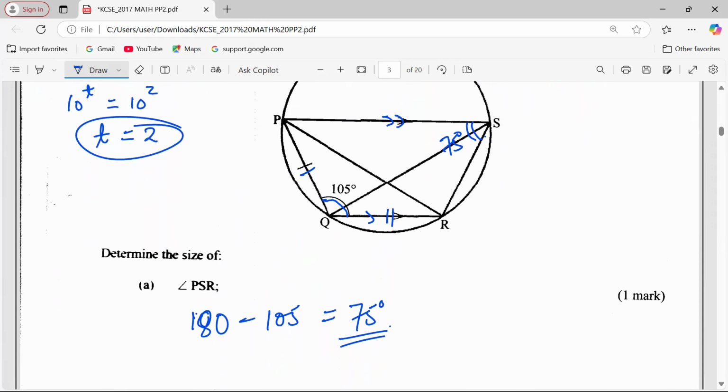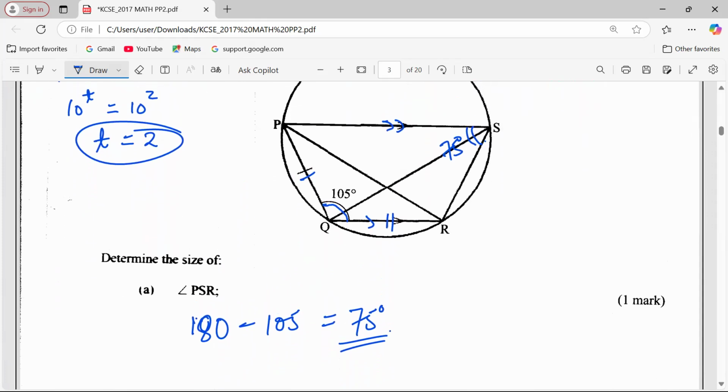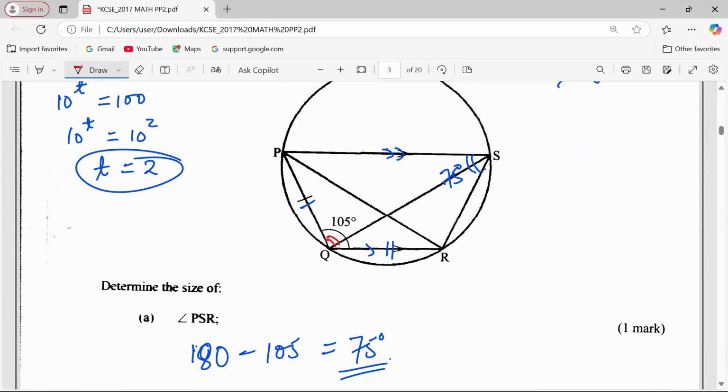PQS, the angle at this point, PQS is going to be the angle at this point. Therefore, according to the rule that governs angles subtended by the same chord, we know that the angle at Q will be equal to the angle at R. So we can even focus on finding the angle at R.